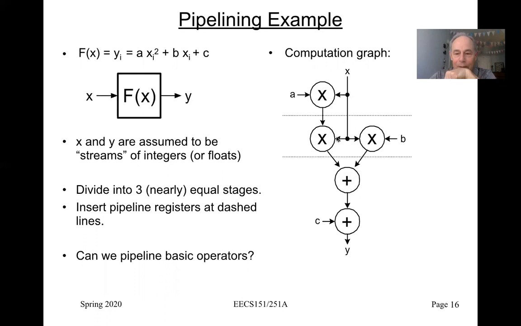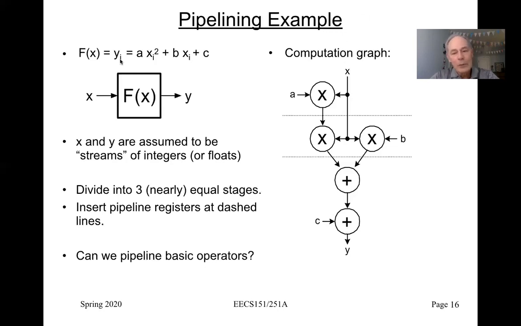So we take X and put it into this multiplier here, which multiplies it by A, so we get A times X, and then we go into this one and we get A times X, so that's A times X squared. Over here we get B times X. The results of those two things go into an add here, and then there's a final add here where we add in C. Okay, and then this repeats.